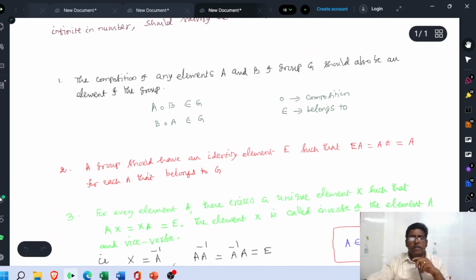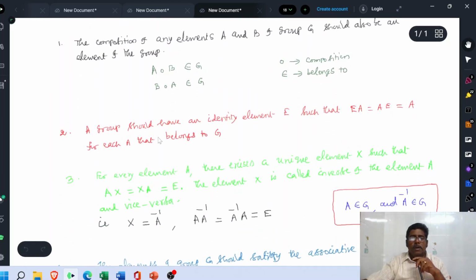The second condition is that a group should have an identity element E such that E into A equals A into E equals A. Here E is the identity element, A is one element. The product of the identity element and the element A should be equal to the same element A.